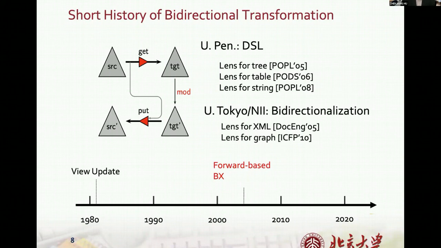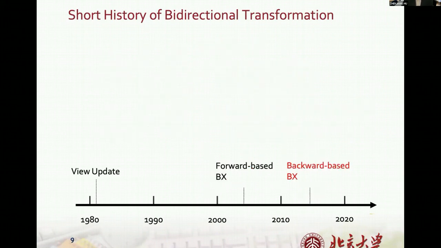But the problem with forward transformation is that given one forward, there may exist many backwards. So how do you determine which backward you should provide? You automatically derive one put, and this put back may not be the one you want. So how to solve this problem? This is actually another approach.